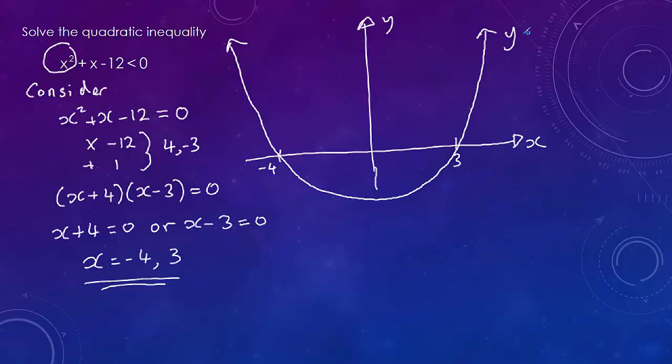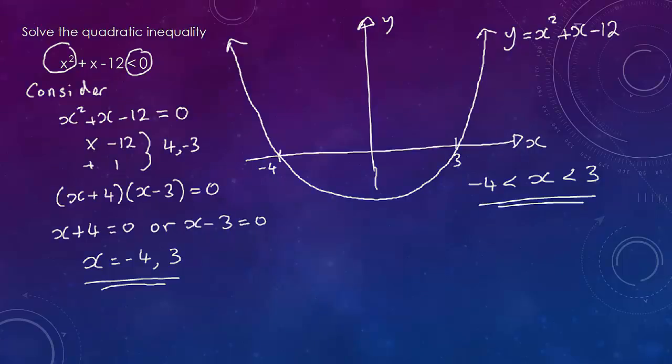So this is y is equal to x squared plus x minus 12. If we're after less than 0, that's where the curve is below the x-axis. And I can see that it's below the x-axis if x is more than negative 4 and less than 3.